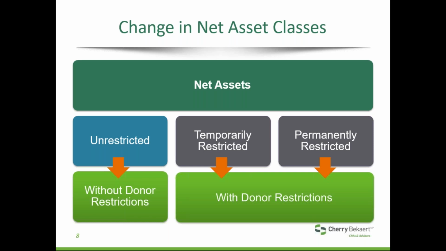Currently, not-for-profits are required to present their net assets in 3 classes: unrestricted, temporary restricted, and permanently restricted. As you can see, under the new standard, that will go down to 2 net asset classes: without donor restrictions and with donor restrictions. I know a lot of people are saying, well, why was this change necessary?